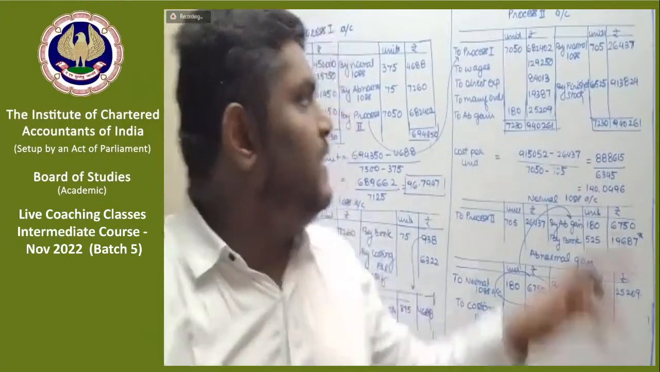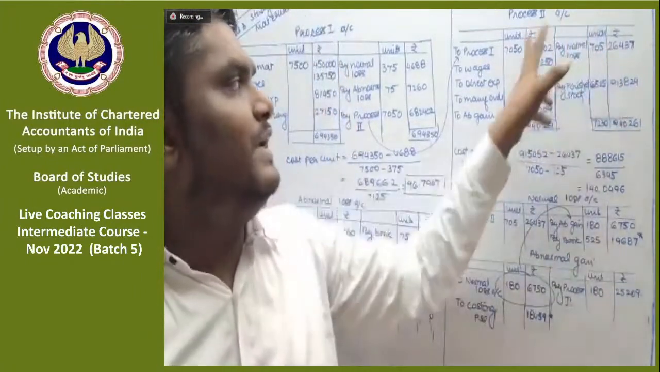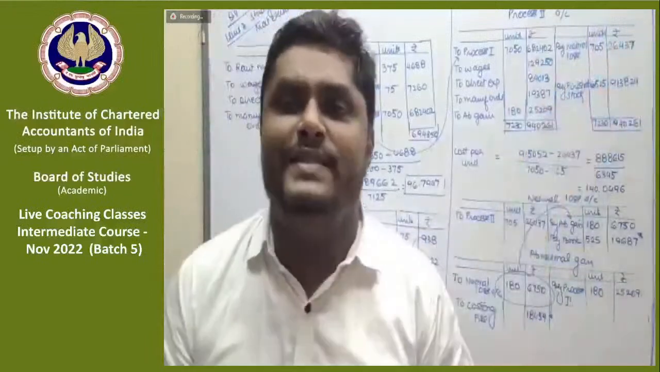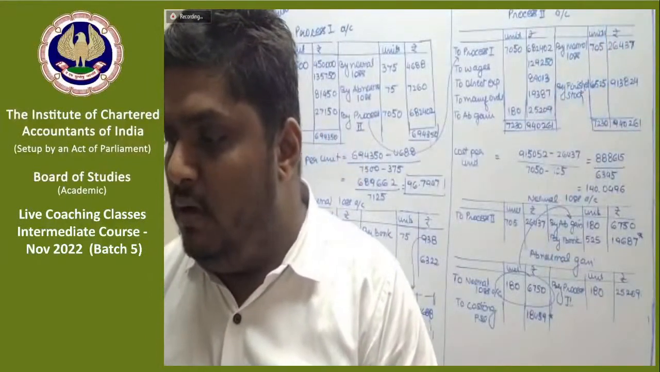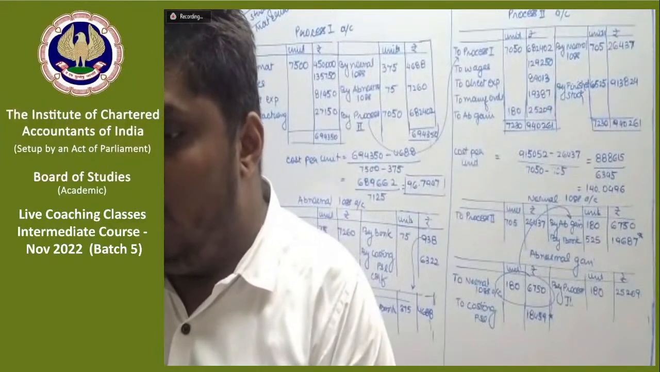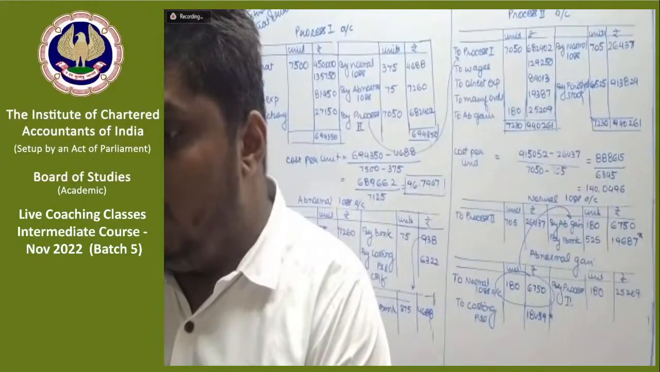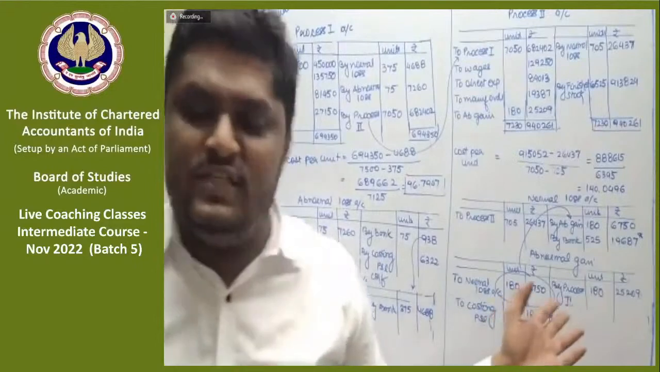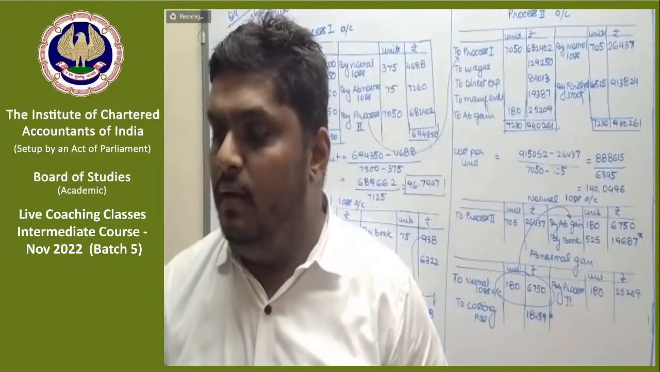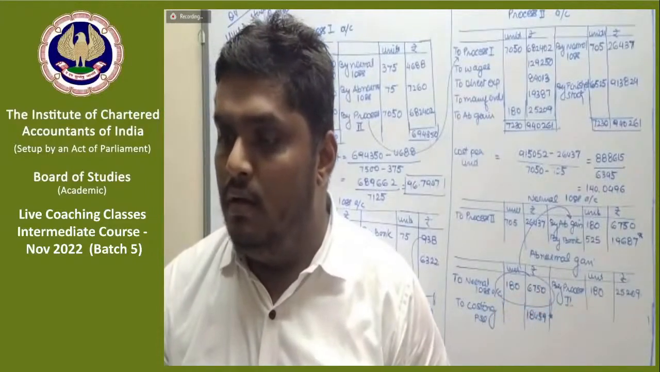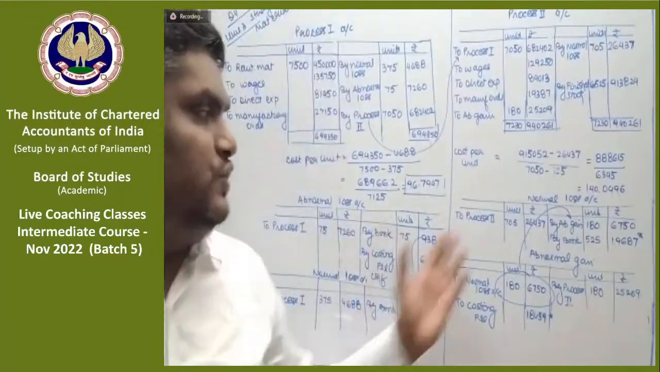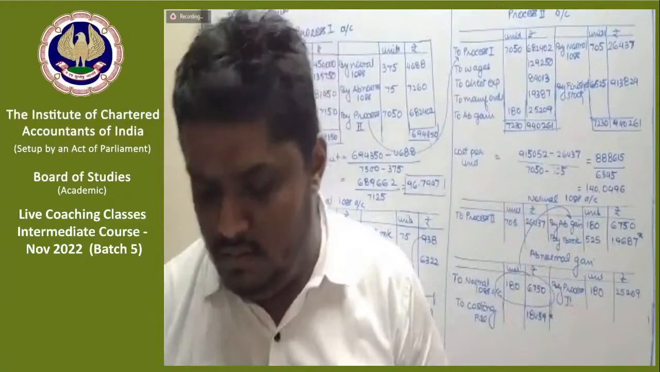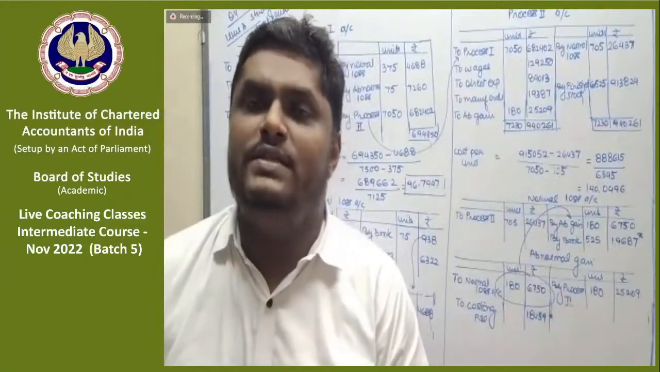Yes, Archie Gupta, 705 is 10% of 7050. Very good, Miss Sana. Pooja, I've already explained abnormal gain once again. I request you guys to please copy these accounts. The same is not there in the study material part.